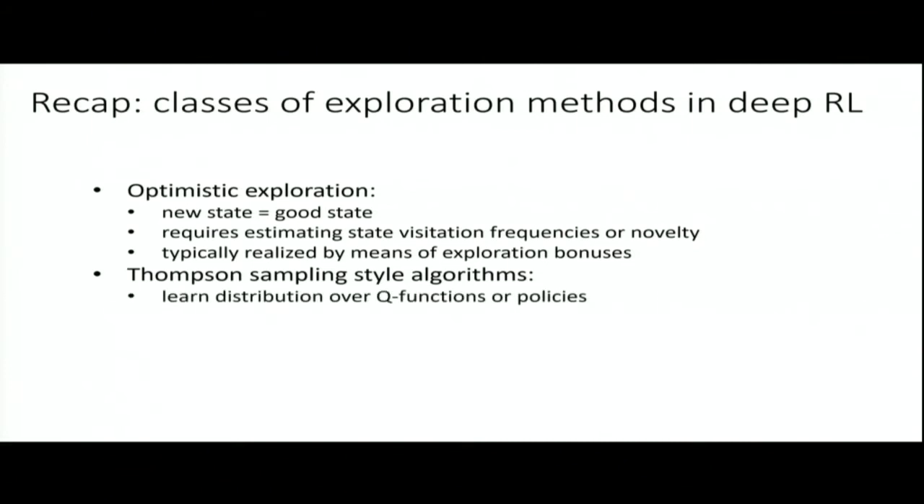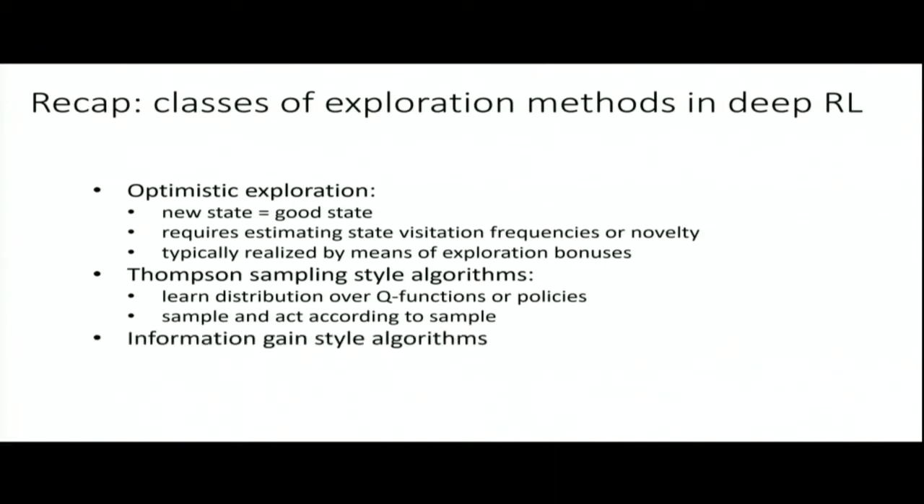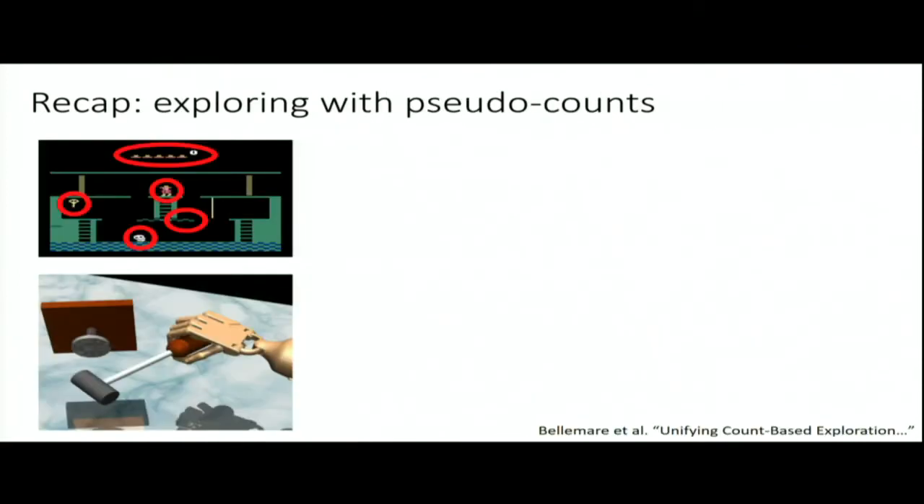So these are methods that learn distributions over something, over maybe Q functions or policies or something relevant to your MDP, then sample from that distribution and act according to the sample. And then in the context of bandits, we talked about information gain style algorithms, which reason about the information gain that you get from observing something new. So in the context of deep RL, this will mean information gain from visiting new states. And we'll talk about a few methods in that category as well. So let's recap the optimistic stuff.